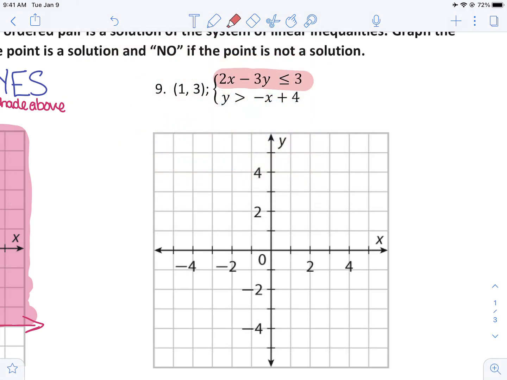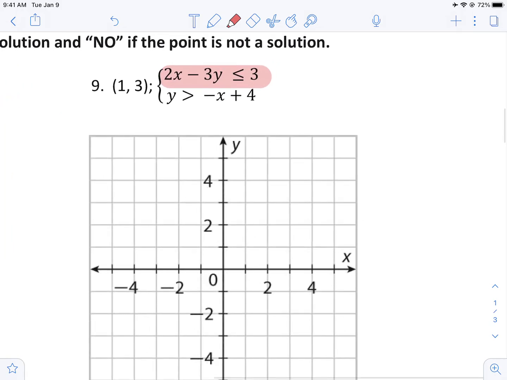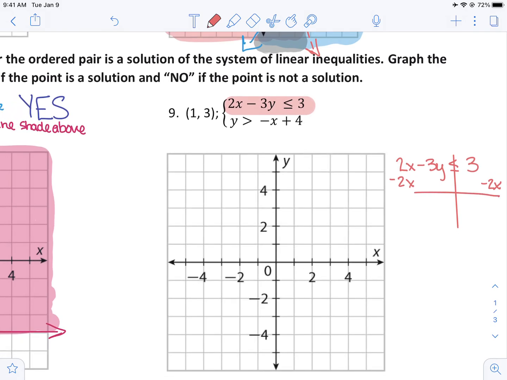We have this inequality. It's not solved for y, so therefore we need to solve for y before we can do anything. So I'm going to rewrite it. 2x minus 3y is less than or equal to 3. Draw a line through the inequality sign. To move over the non-y term first, I need to subtract 2x from both sides. Okay, 2x minus 2x, 0 out. I'm left with -3y is less than or equal to 3 minus 2x.